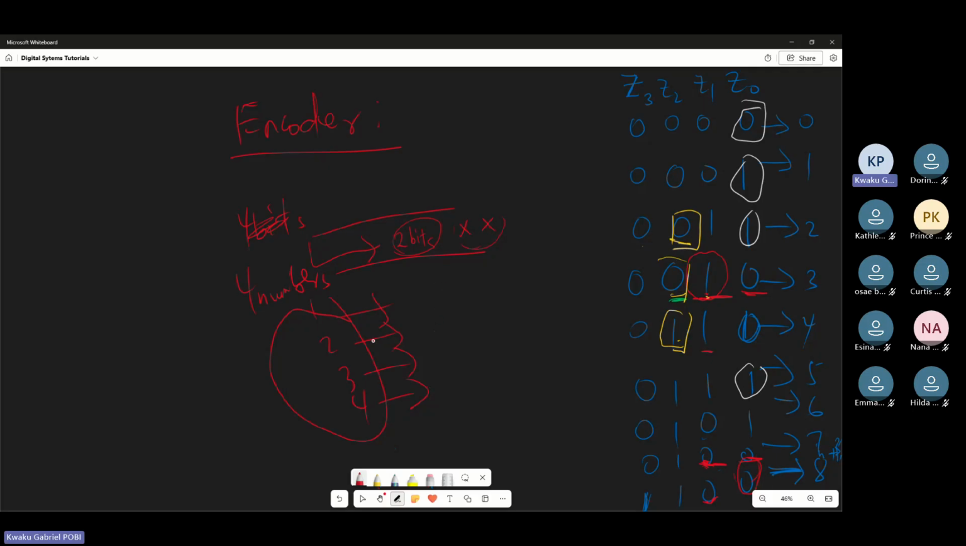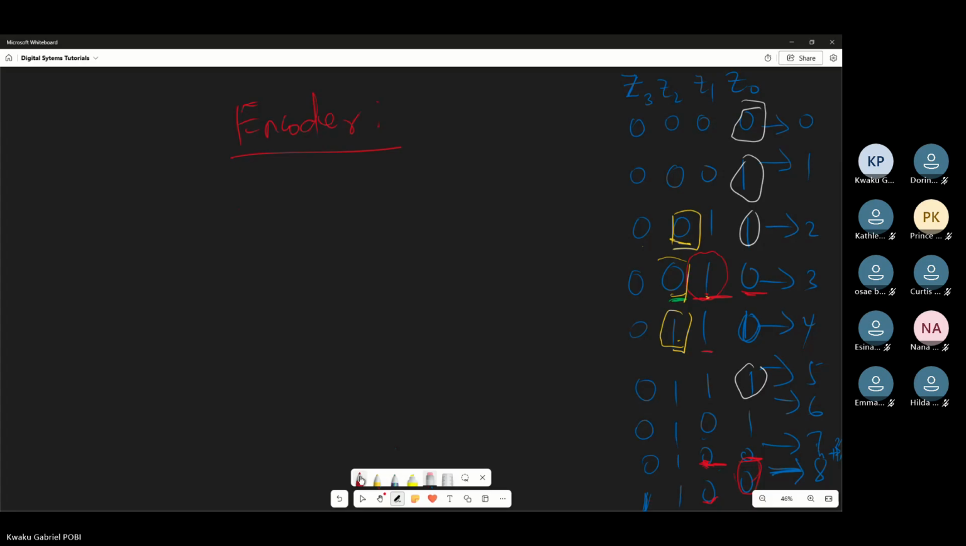So in this case, since you have 4 things, you can use 0, 0, 0, 1, 1, 0, and then 1, 1 as the output, which is X, maybe X1, X0 as the output to represent these 4 guys. So that's the whole point of encoding. So it helps you reduce the amount of power, amount of energy that you are using to transmit the bits.